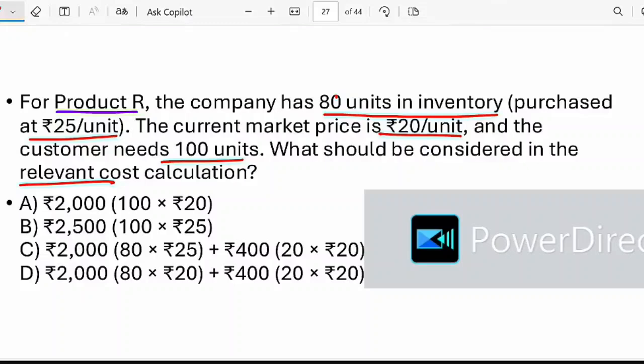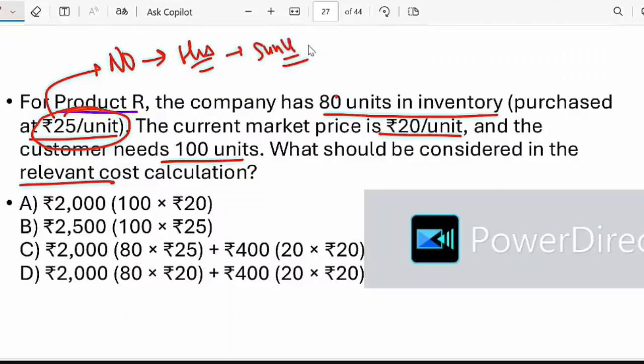Can you calculate the relevant cost here? Very easy question, right? So tell me, will this 25 rupees per unit be considered in relevant costing or not? Yes or no? The answer is no. Why? Because this is historical cost. This was the cost at which this product was bought. It has no relevance right now, right? So it is called sunk cost, or historical cost.